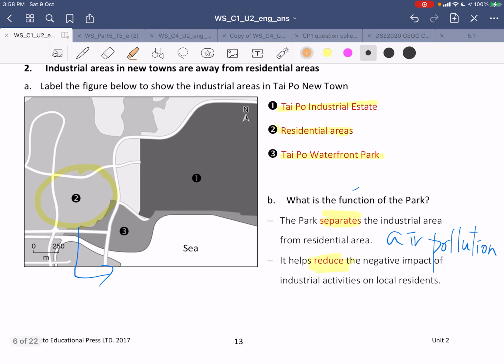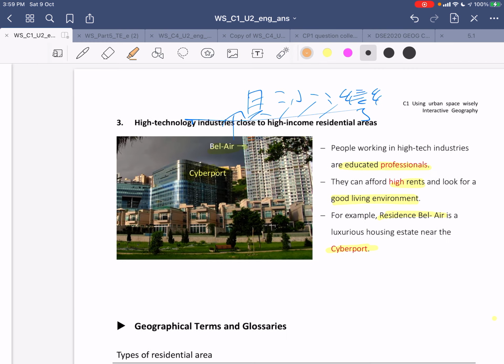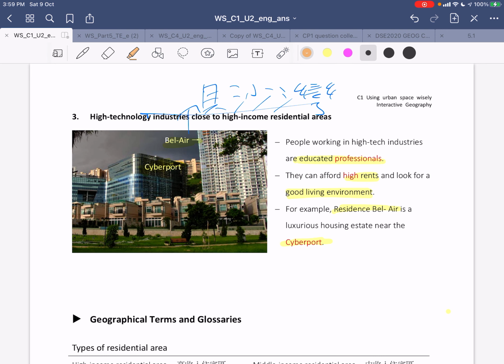How about Tai Po? As I've said before, the park is right here, acting like a buffer zone, which separates the industrial area from the residential area, reducing the negative impact of industrial activities like air pollution. How about the Cyberport and Science Park?